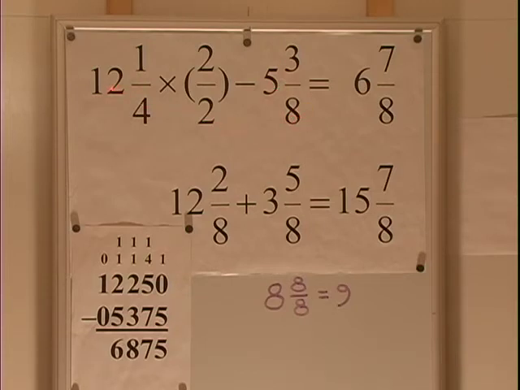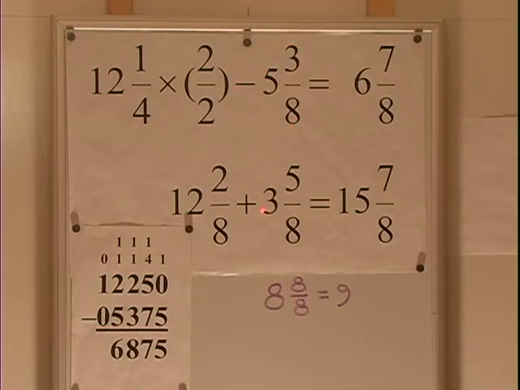So I want to subtract 5 3/8 from 12 1/4, and what I should get is 6 7/8, 6.875. All right. I want to do it, of course, by the 9's complement procedure. So I have to find the 9's complement of 5 3/8.